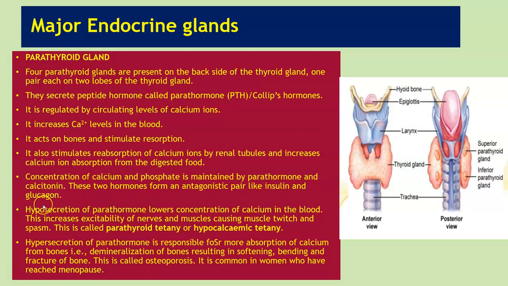Now let's have a look at the disorders that could happen because of hyposecretion of parathyroid hormone, that is less secretion, leading to lower concentrations of calcium in the blood. This increases excitability of the nerves and muscles, causing muscle twitching and spasm. This is called parathyroid tetany or hypocalcemic tetany. Hypersecretion of parathormone is responsible for more absorption of calcium from the bones, that is demineralization of bones, resulting in softening, bending and fracture of the bones. This is called osteoporosis. It is common in women who have reached menopause.